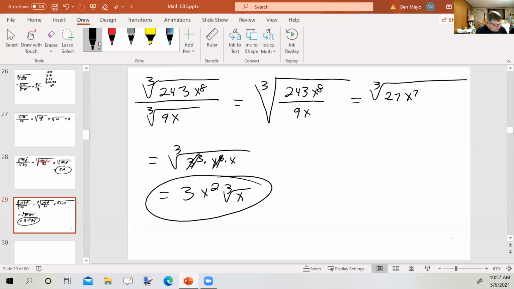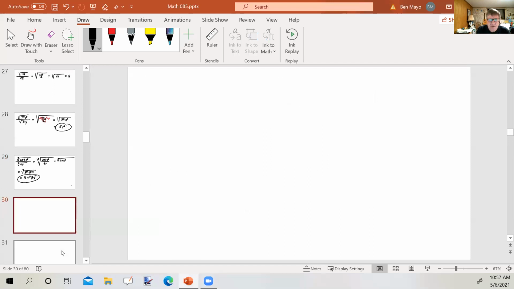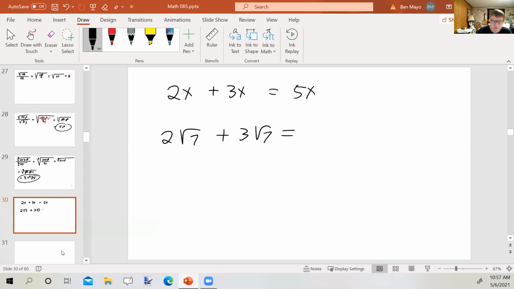Okay, now we're going to simplify expressions by combining like radicals. And let's look at that. Let's go back to the idea of like terms. If I have 2x plus 3x, that is 5x. 2 of something plus 3 of the same thing is 5 of the same thing. What if I had 2 square roots of 7 plus 3 square roots of 7? Well, that would be 5 square roots of 7. So we say these are like radicals and that the radical part of each expression is the same.